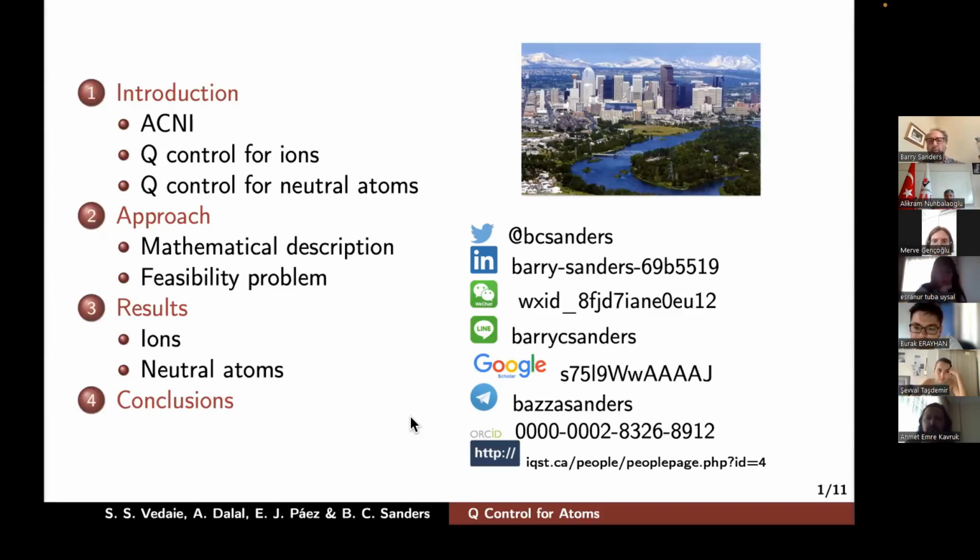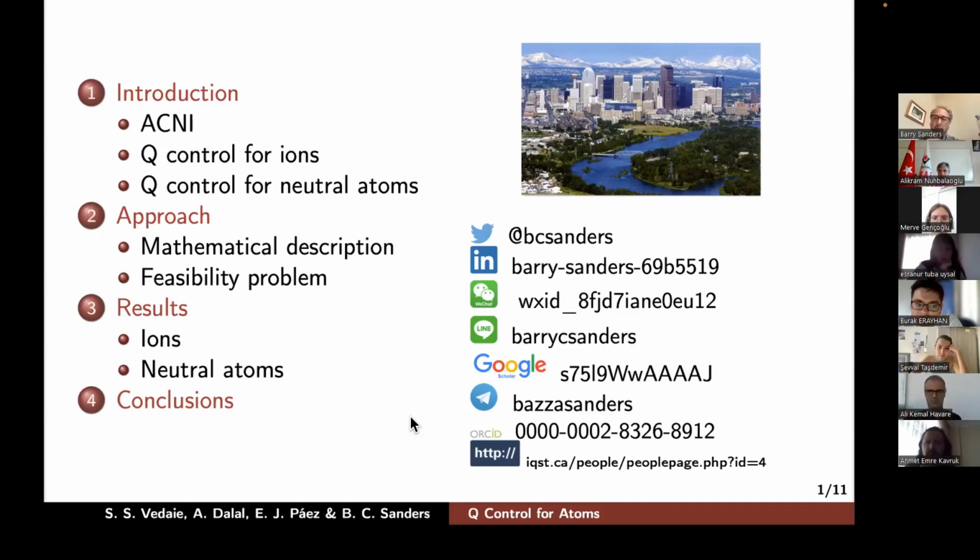And the results are good. I'm proud of these results. So I'll tell you about them and conclude that they're good results. On the right, you can see various ways to reach me on social media, and there's a picture of Calgary at the top.